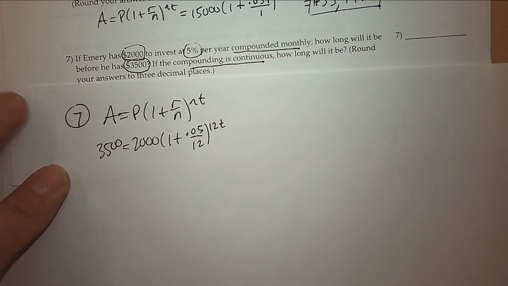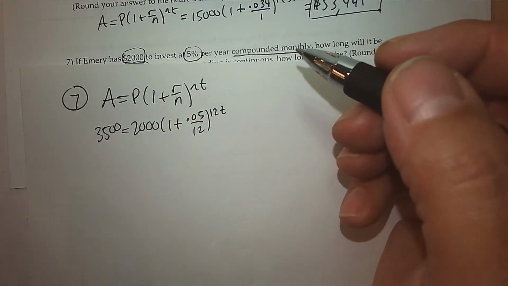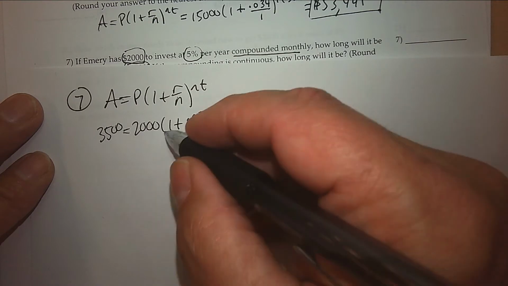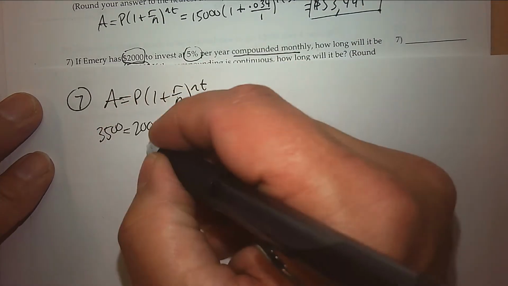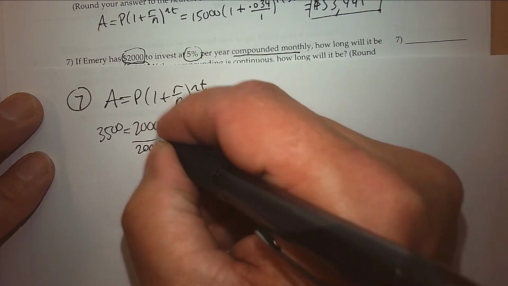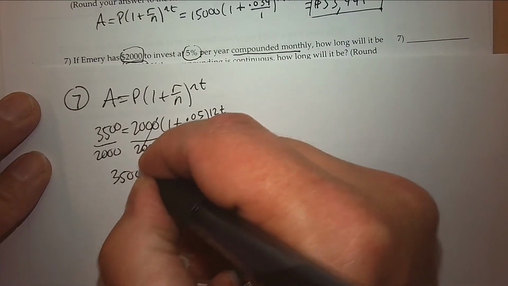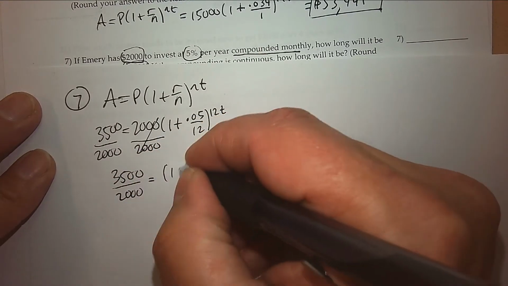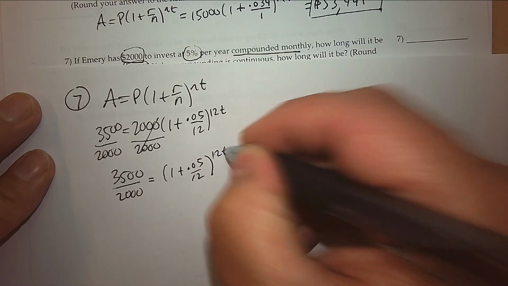So let's solve this equation together. Step 1 is to isolate the exponential part. So what's in front of the exponential? That's 2,000. So the first step is we're going to divide both sides by 2,000. So we have 3,500 divided by 2,000, and we have 1 plus 0.05 divided by 12 to the exponent 12t.